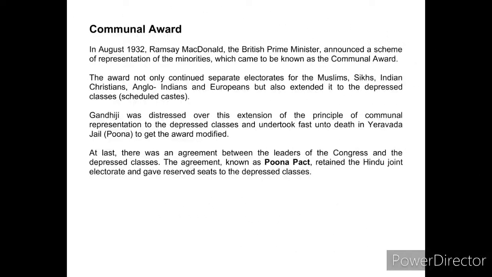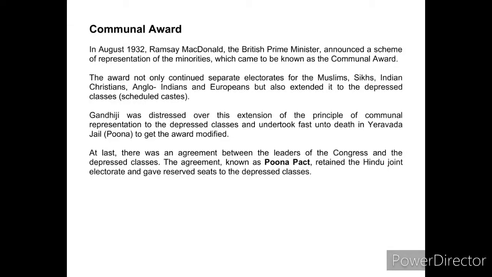Communal Award. In August 1932, Ramsay MacDonald, the British Prime Minister, announced a scheme of representation of the minorities which came to be known as the Communal Award. The award not only continued separate electorates for the Muslims, Sikhs, Indian Christians, Anglo-Indians and Europeans, but also extended it to the depressed classes like scheduled castes.